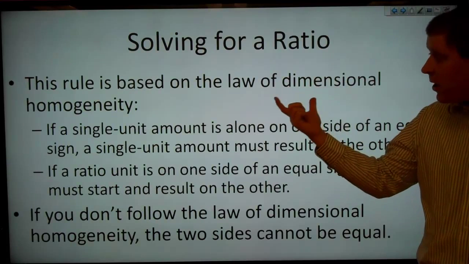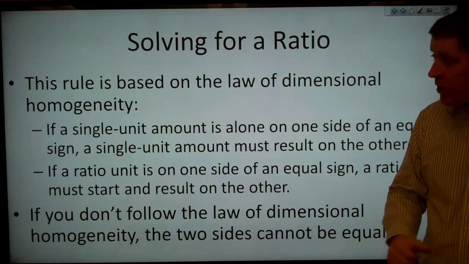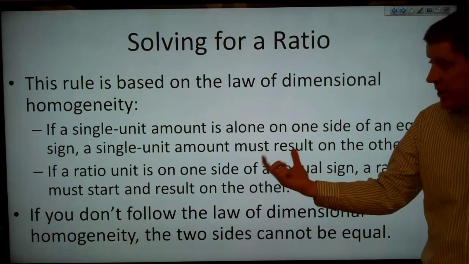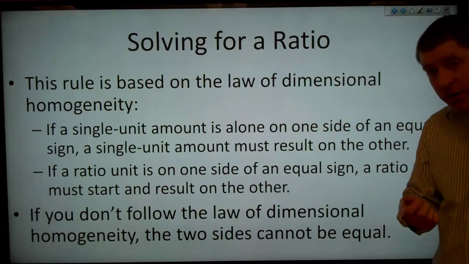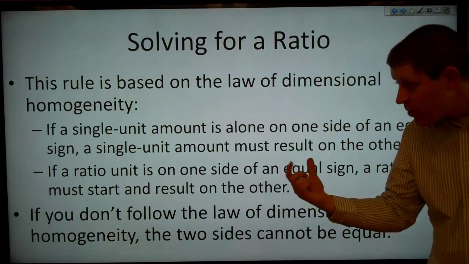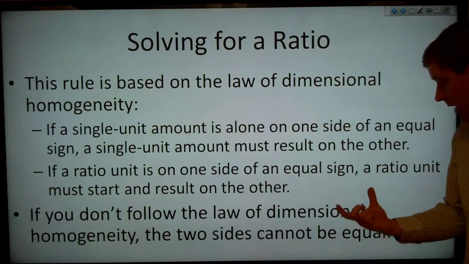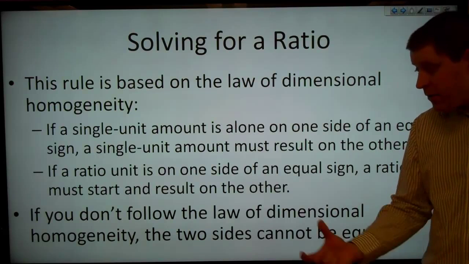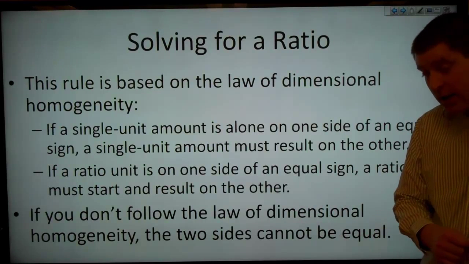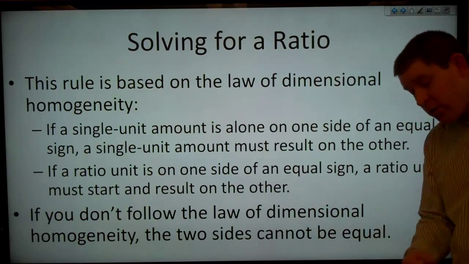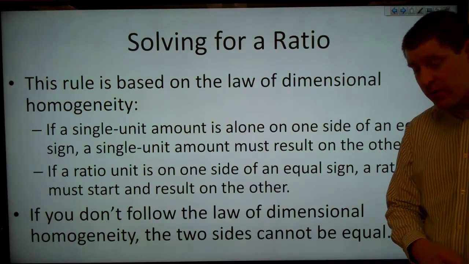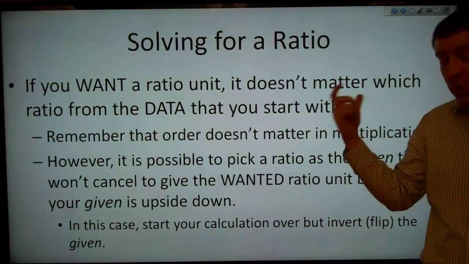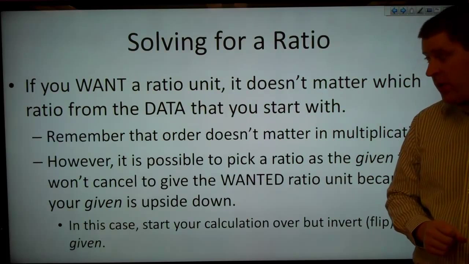And this rule is based on the law of dimensional homogeneity, which says if a single unit amount is alone on one side of an equal sign, then a single unit amount must result on the other side of that equal sign. If a ratio unit is on one side of an equal sign, then a ratio unit must start and result on the other side. And if you don't follow the law of dimensional homogeneity, then the two sides of your equal sign cannot be equal.